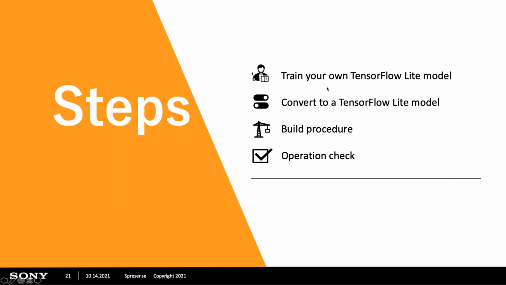First, we need to train your model, and then you need to convert it to a TensorFlow Lite model. Then you build and do an operation check. Please note that you can go through all of these steps, or, for example, you can bring a model if you don't want to train your own model. But eventually, when you build it, at the end you check the result to see if it's working.